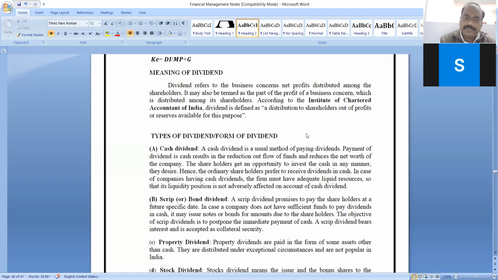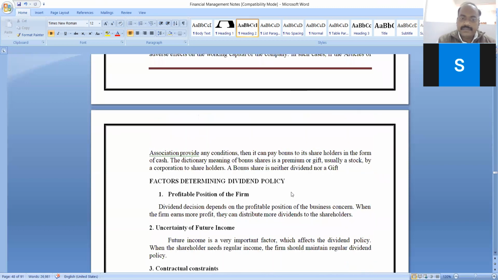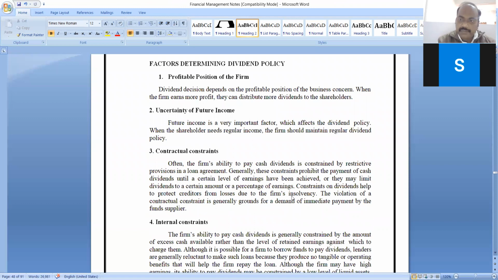Now let us see the factors determining dividend policy. What are the factors determining dividend policy? First one is the profitable position of the firm. If the firm is in profit, only then will it have the scope to distribute its profits in the form of dividends. Only if the firm is in a profit position can it distribute profits.